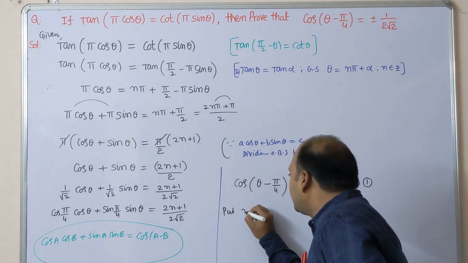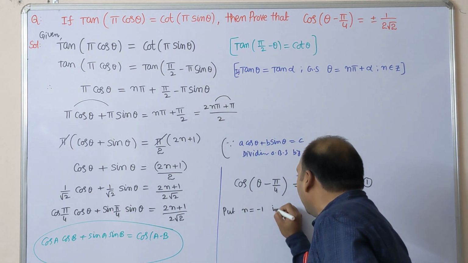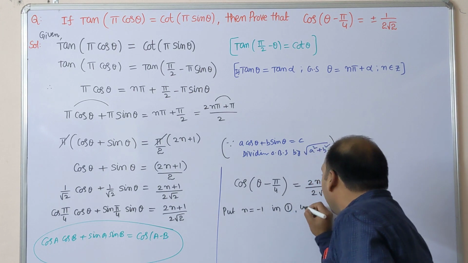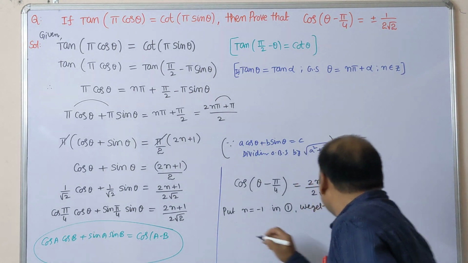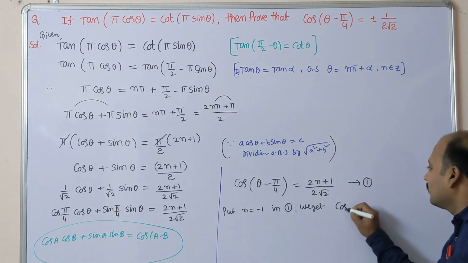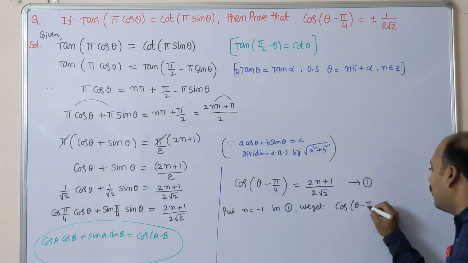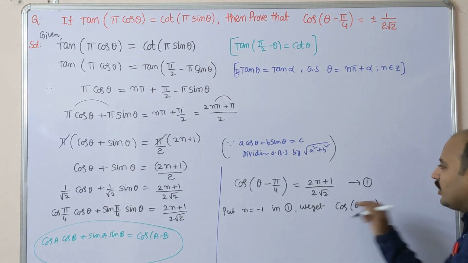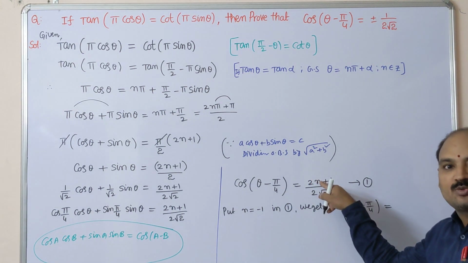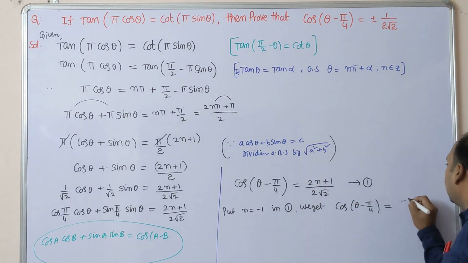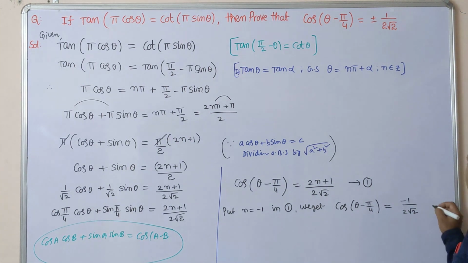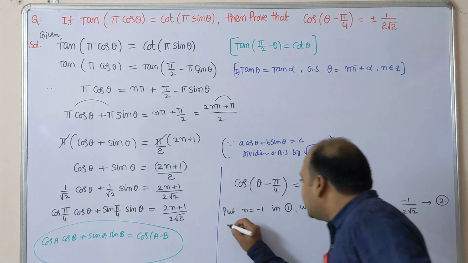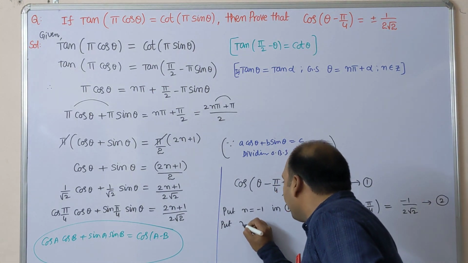Put n is equal to minus 1 in 1. We get cos theta minus pi by 4 is equal to, n is equal to minus 1 means 2 into minus 1, minus 2 plus 1, minus 1 by 2 root 2. Equation number 2.